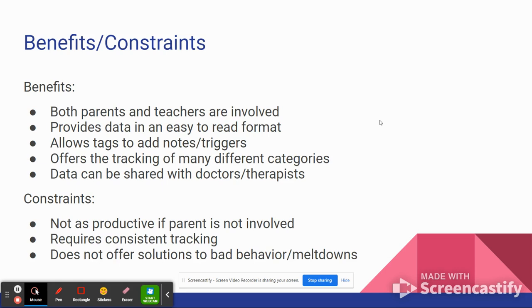Another big benefit is that it allows tags to add notes and triggers. So this is really important, because like I said, we can start to see what's causing these meltdowns, or what's causing them to act out or have aggression. And these are things that are just super important, because it allows you to be able to make those connections.